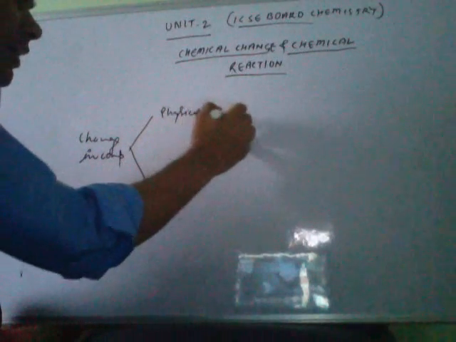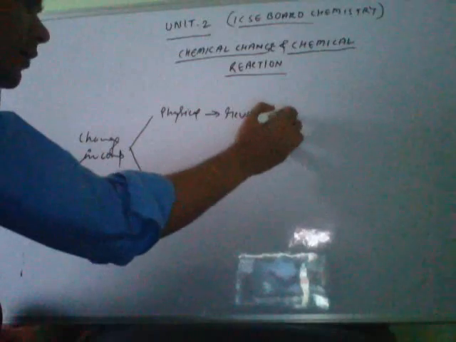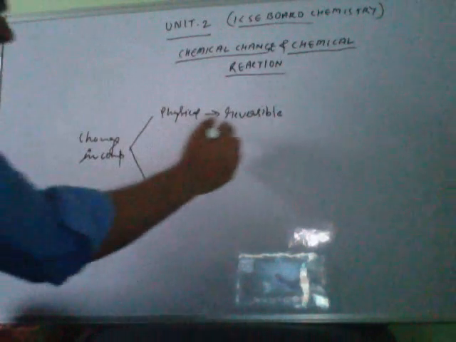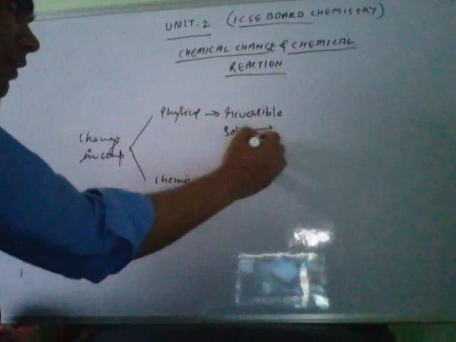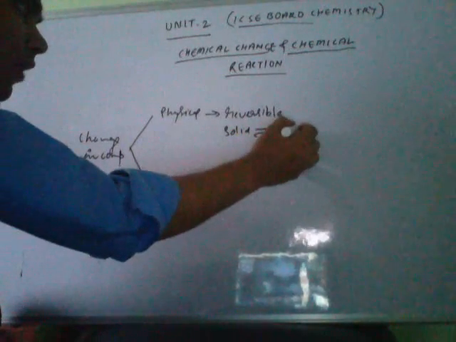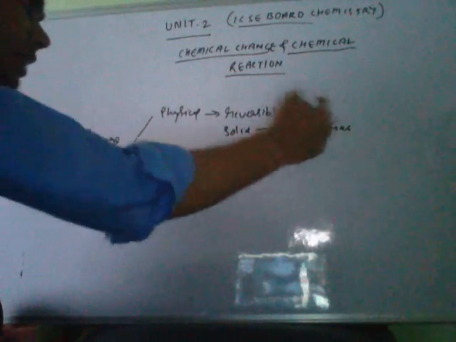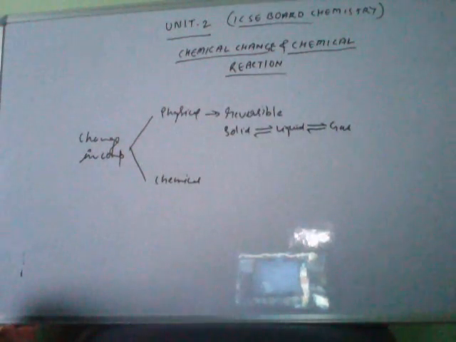Physical change is a reversible process. If things are reversible, then it is physical. Like a solid can convert into liquid, and it can again convert into gas, and gas can be cooled to liquid, and liquid can be frozen into solid.